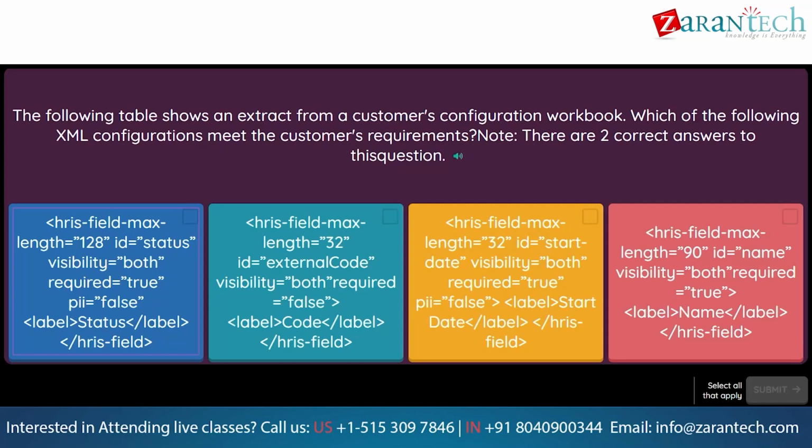Option 1: HRS field max length equals 128, ID equals status, visibility equals both, required equals true, PII equals false, label status. Option 2: HRS field max length equals 32, ID equals external code, visibility equals both, required equals false, label code. Option 3: HRS field max length equals 32, ID equals start date, visibility equals both, required equals true, PII equals false, label start date. Option 4: HRS field max length equals 90, ID equals name, visibility equals both, required equals true, label name.